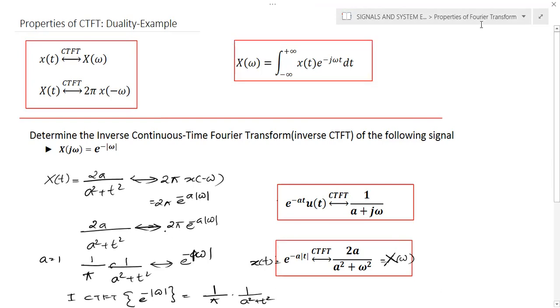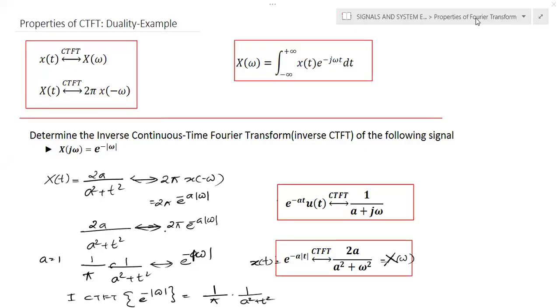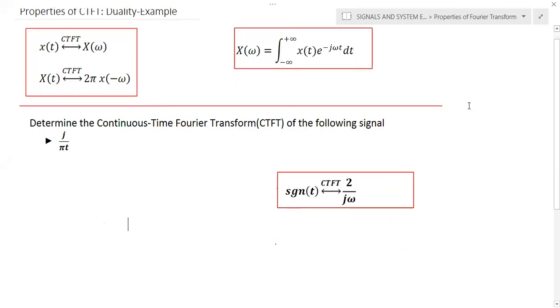Now we'll discuss another question. Here we need to find the continuous time Fourier transform of the signal j by pi t.